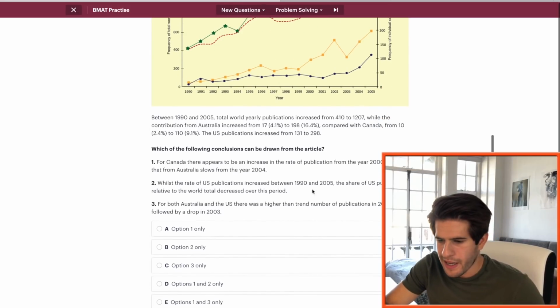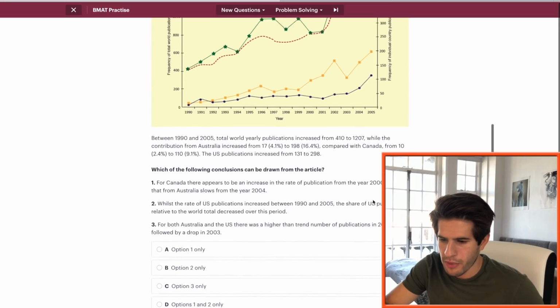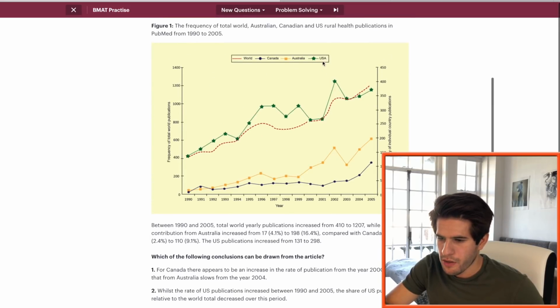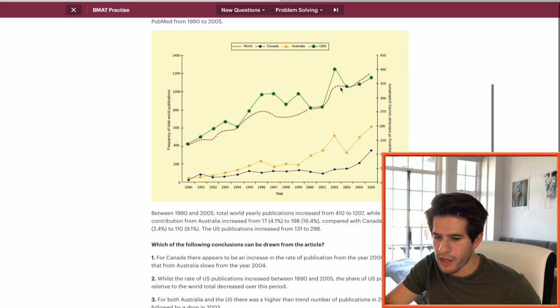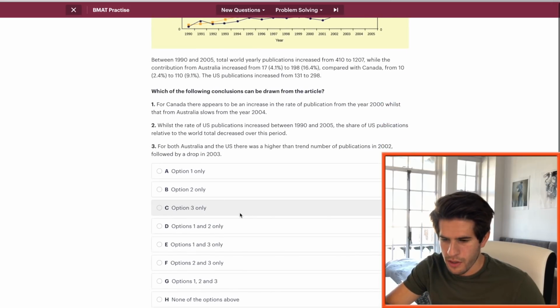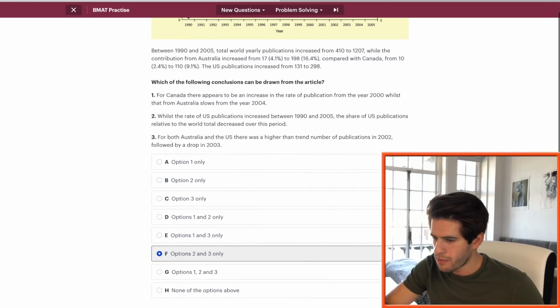For both Australia and the US, there was a higher than trend number of applications in 2002, followed by a drop in 2003. US and Australia in 2002. Okay, there was a higher than expected from the trend. Okay, that's true here. Sorry, that was Canada. That's true here, and for the US, that's true as well. Followed by a drop in 2003. I agree with that. Okay, so I agree with 2 and 3. Options 2 and 3 only. Okay, so I got it right.